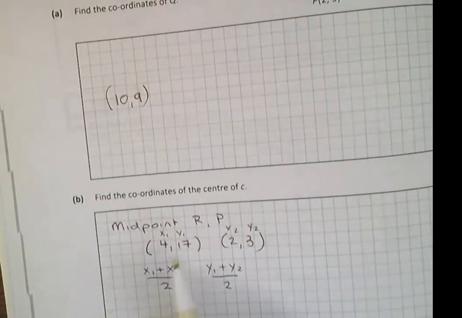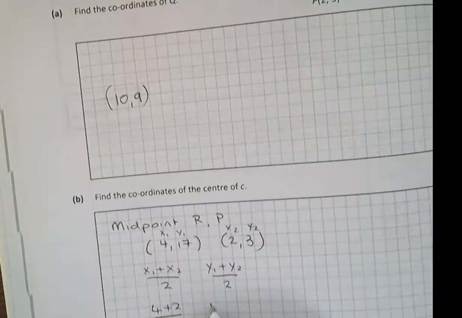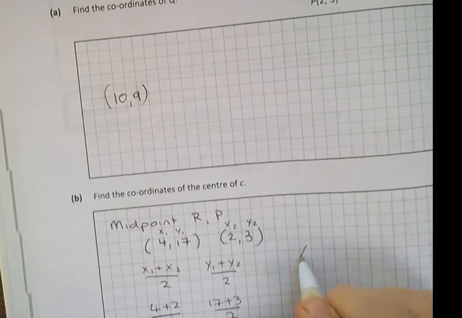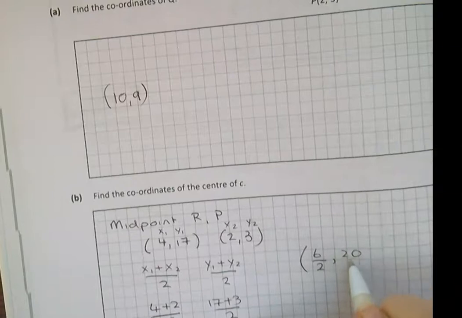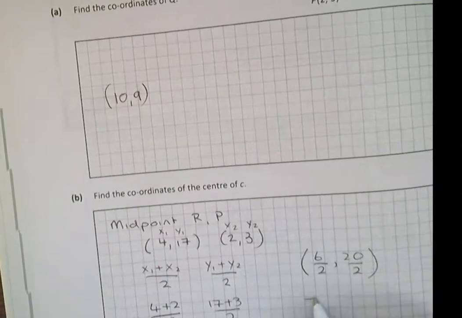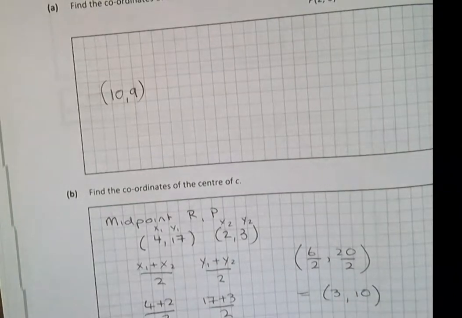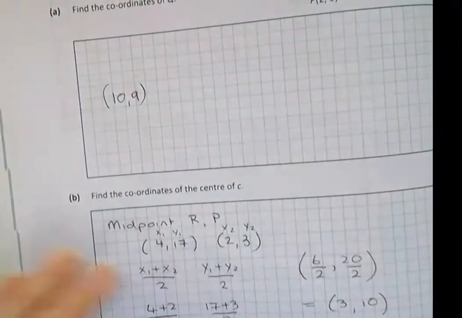Can you see what I'm doing? Right, so you would have 4 plus 2 divided by 2, and you would have 17 plus 3 divided by 2. So our midpoint, the coordinates of the center, would be 6 divided by 2, 20 divided by 2. As you all know, 6 divided by 2 is 3, and 20 divided by 2 is 10. Alright, so the center of our circle is (3, 10).